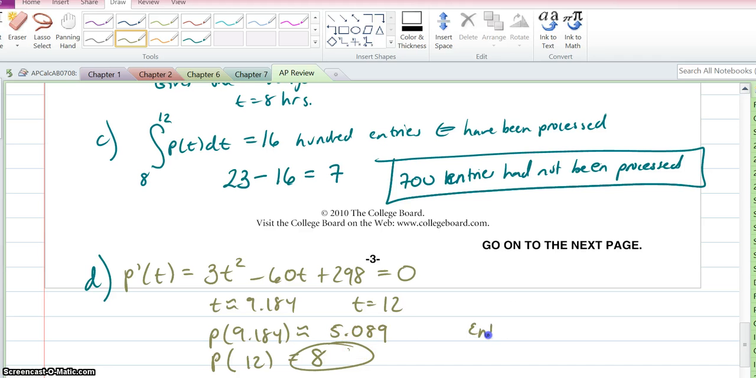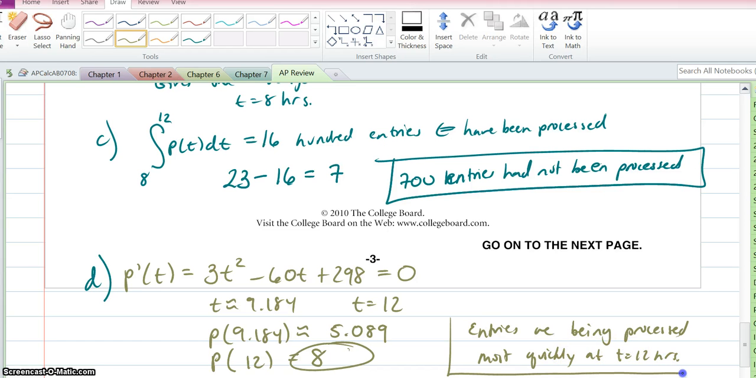So we would say that entries are being processed most quickly at time equals 12 hours. And again, you had to test both of those because both were possible maxes. One was a critical point max, one was an endpoint max, and sure enough, the endpoint max was bigger. So make sure you're testing all possible maxes when you're doing these.